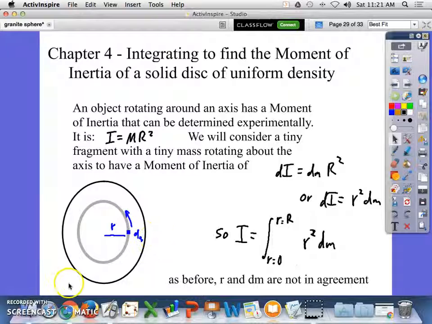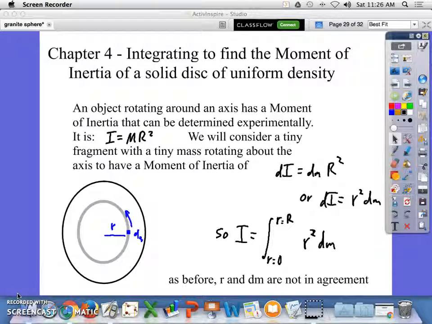Next chapter, integrating to find the moment of inertia of a solid disk. Those little disks that we stacked up. So I'll pause here and work on that one. Back from my pause, I just want to make sure it would fit on this screencast, and it does with plenty of room, and kind of review this a little bit before I start.